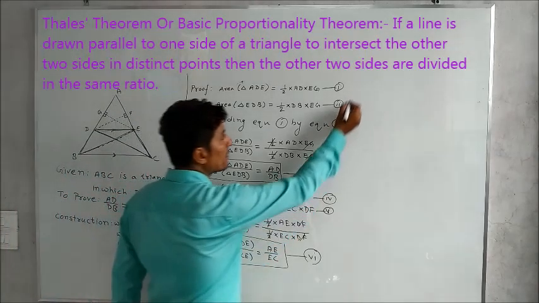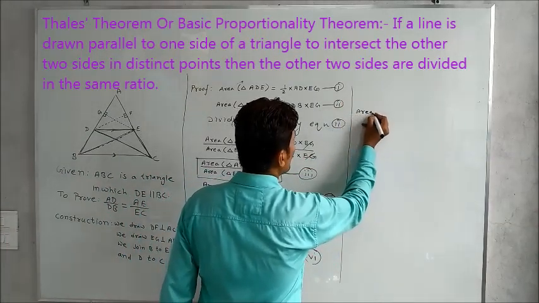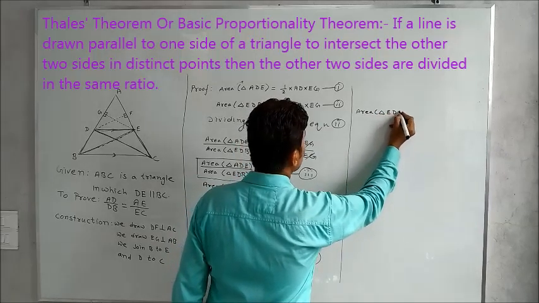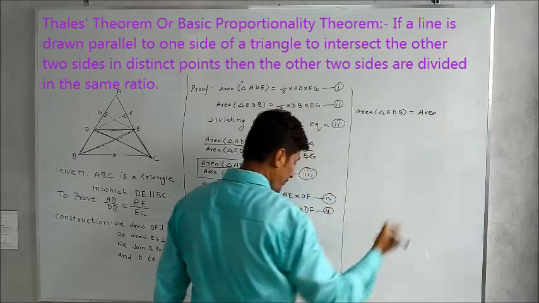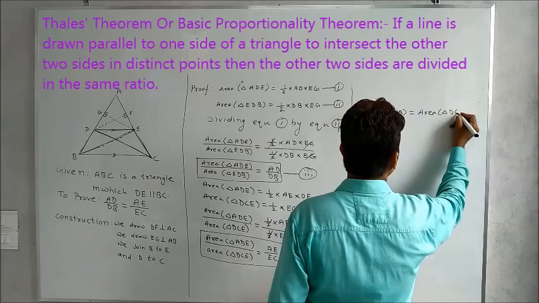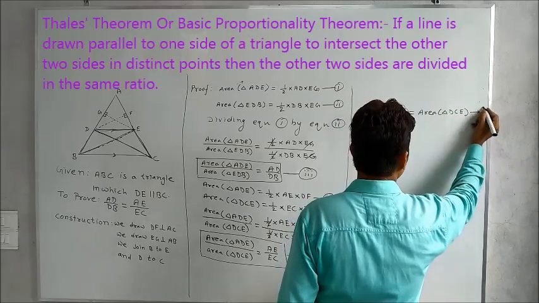So, here we can write area of triangle EDB is equal to area of triangle DCE. This can be equation number 7.